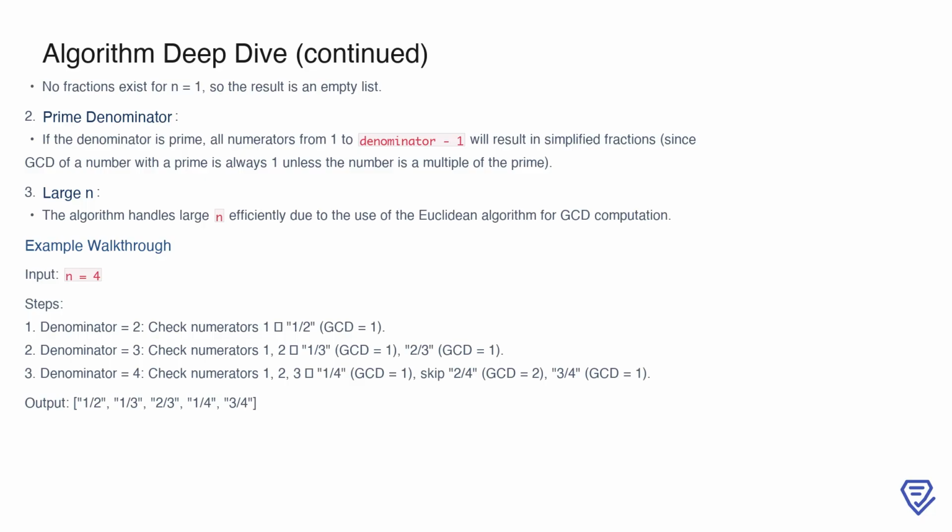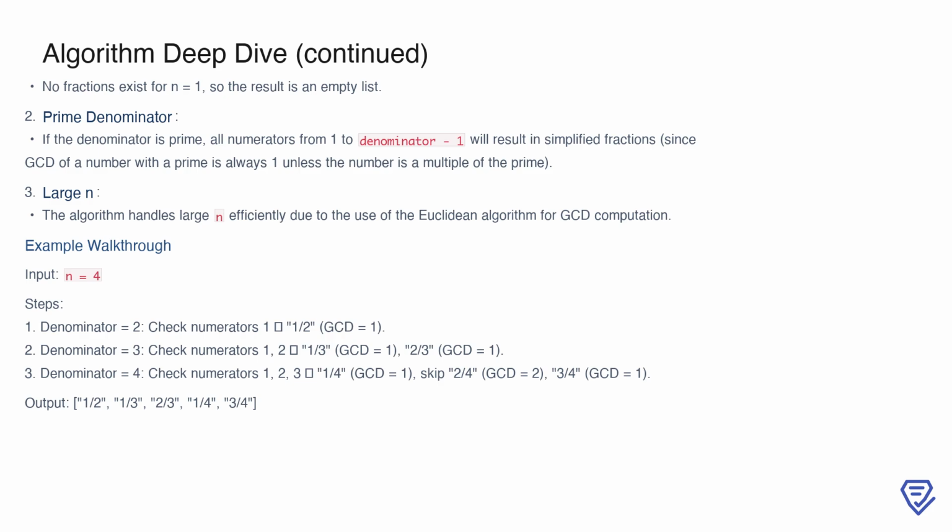algorithm for GCD computation. As an example, when n is 4, the algorithm proceeds as follows: start with a denominator of 2 and check numerators. 1/2 is valid since the GCD of 1 and 2 is 1. Next, for a denominator of 3, the numerators 1 and 2 both result in simplified fractions, 1/3 and 2/3, since their GCDs with 3 are 1.